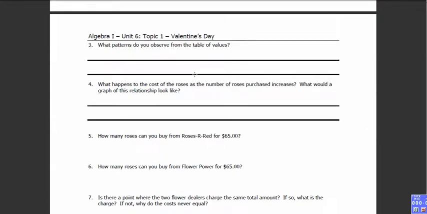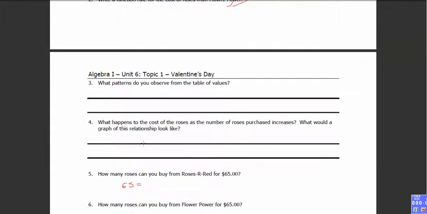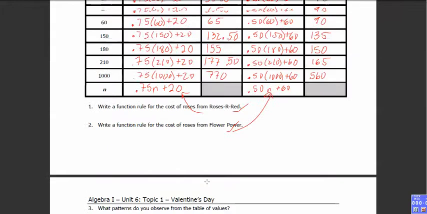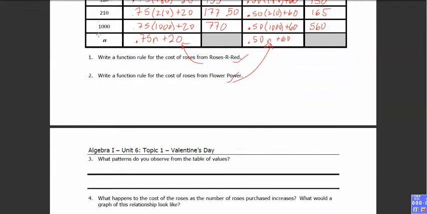Number 5, how many roses can you buy from Roses Are Red for $65? So now we're going to take this and plug it into our equation. We're going to go 65 equals, then the Roses Are Red equation was 0.75. Actually, we probably don't even need to do this because I think that's one of the ones on the chart, right? So there we go. That's how you would set it up. You could work that out, but it looks like for 65 I can buy 60 roses.